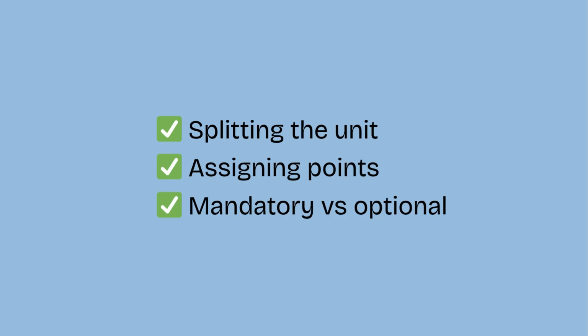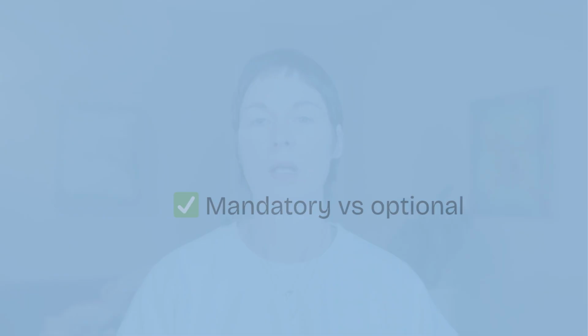So in this video, I'm going to walk you through how to set up the XBG point system. You can definitely pick a unit and follow along. We're going to go through splitting the unit into whole class and individual tasks, assigning points to the tasks, and then deciding what individualized tasks should be mandatory because they have to do some tasks and get to choose others.